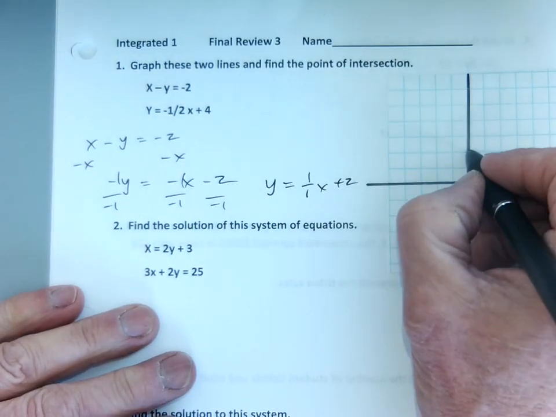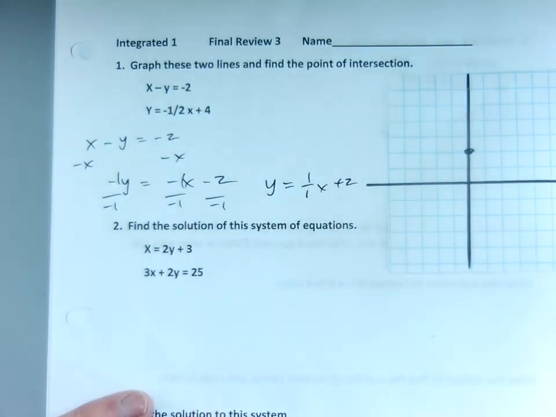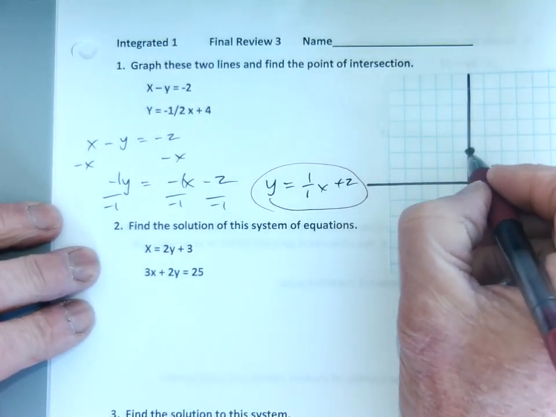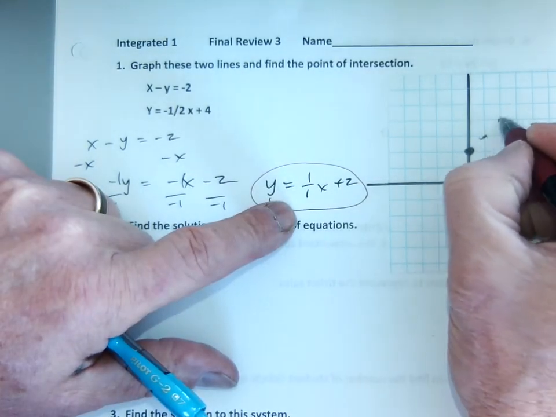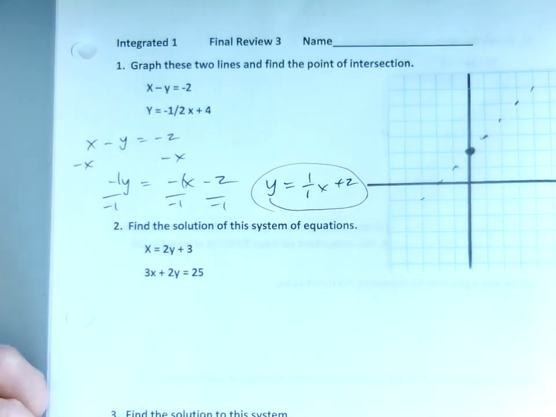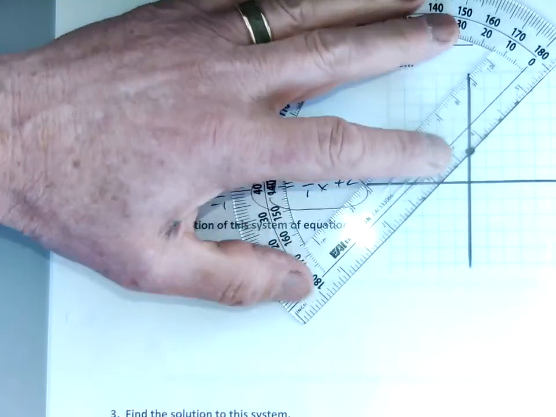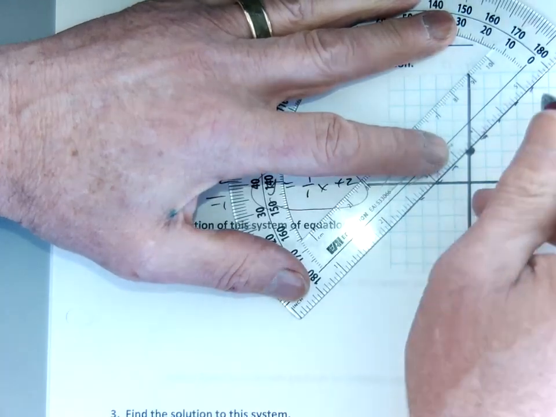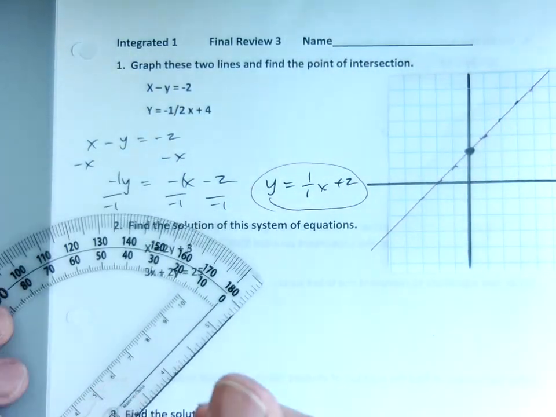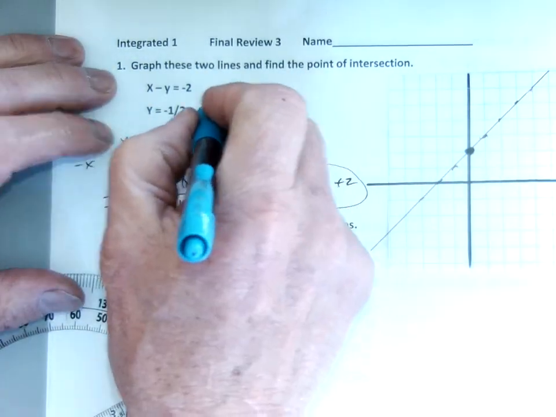So I can start at positive 2. Let's see, I'll put these in different colors. That might be helpful if I put them in different colors, okay? I'll put this one in red. Start at 2, and I'm going to go up 1 over 1, up 1 over 1, because that's the slope. Okay, so then I draw in my line. Here's my first equation. Now my second equation I'll do in blue, and that's just this one here.